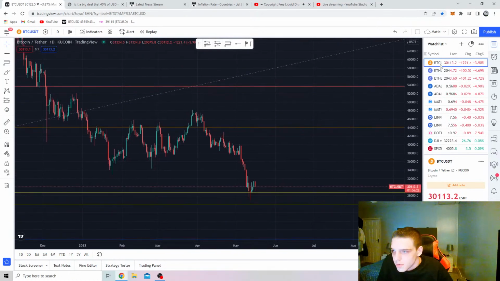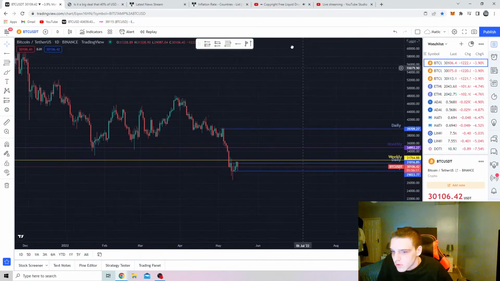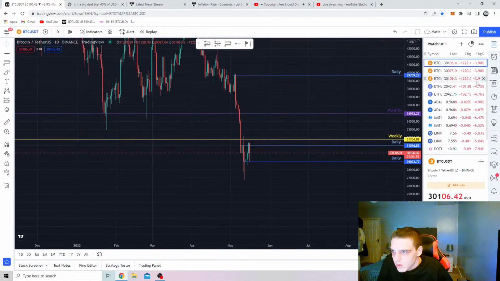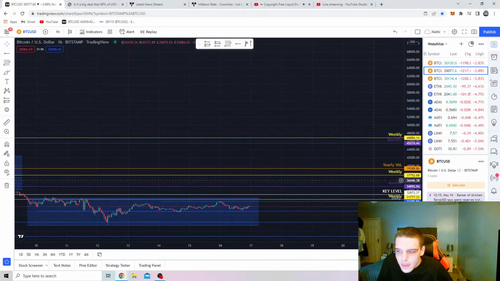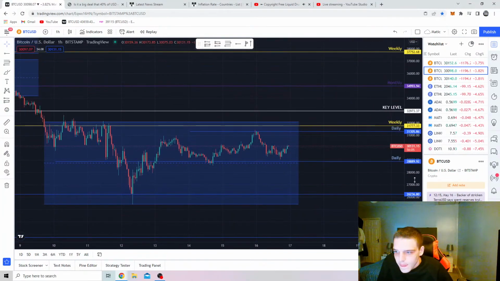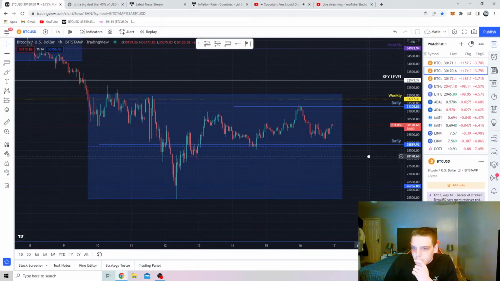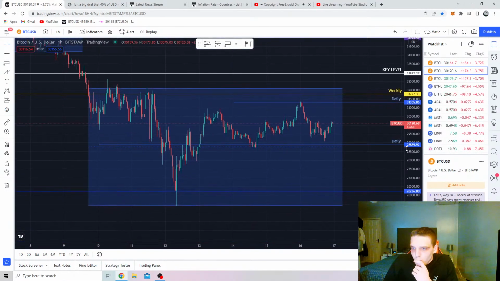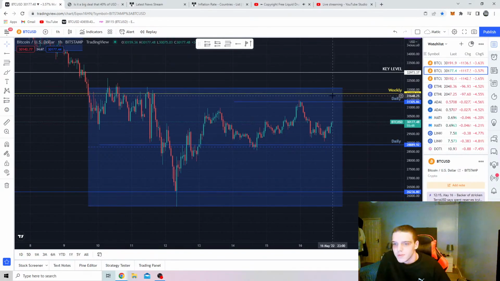And obviously, as you can see with Bitcoin, there's too many levels on that one. As you can see with Bitcoin, essentially, we are ranging. And until that S&P 500 breaks, then yeah, that's essentially what we're waiting for with Bitcoin. We're waiting for Bitcoin to push above this level.